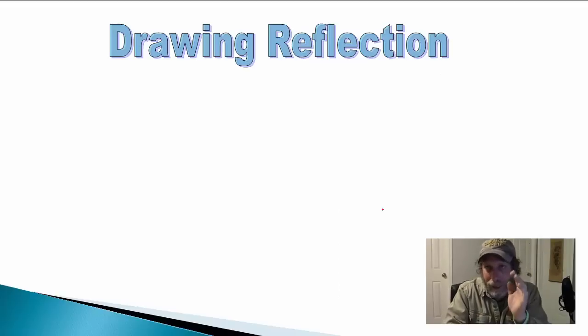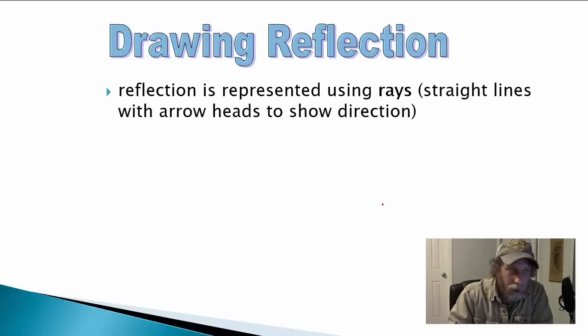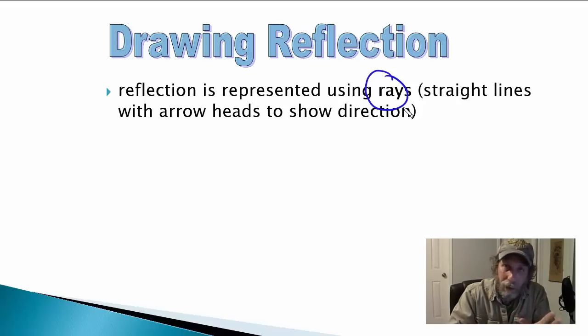Okay, so in the science lab, you're going to be drawing reflection. We're going to be doing this for quite a while, reflection and refraction and some other stuff. In order to draw this, we use rays. I've bolded this word, and I'm trying to bold some keywords as we go along. Reflection is represented using rays of light. These are straight lines, so this is why you draw this with a pencil and a ruler. You have to use a ruler for this stuff. You draw straight lines, and you draw arrowheads to show direction.